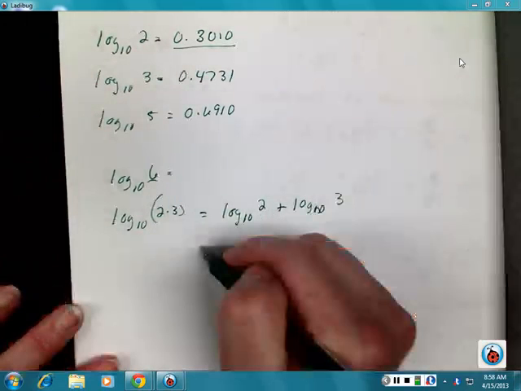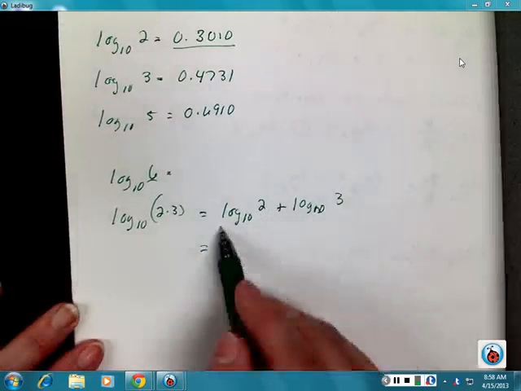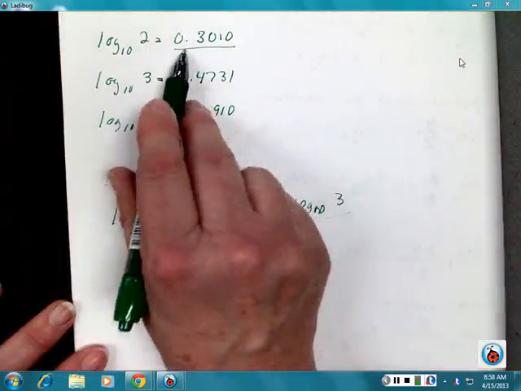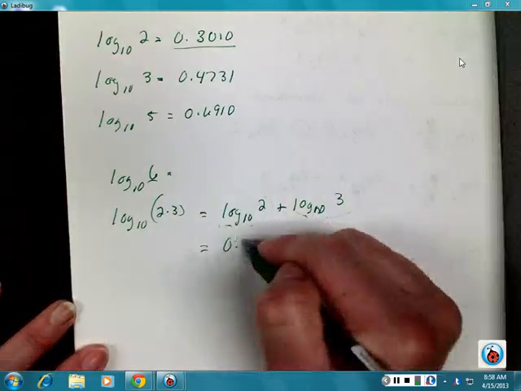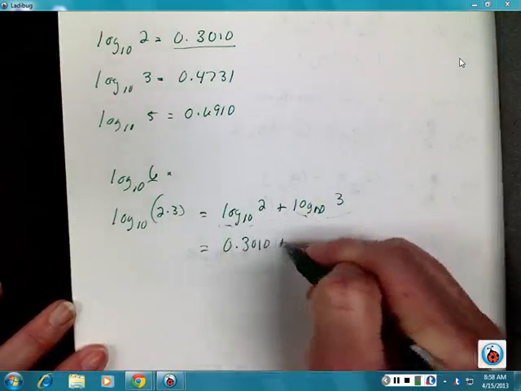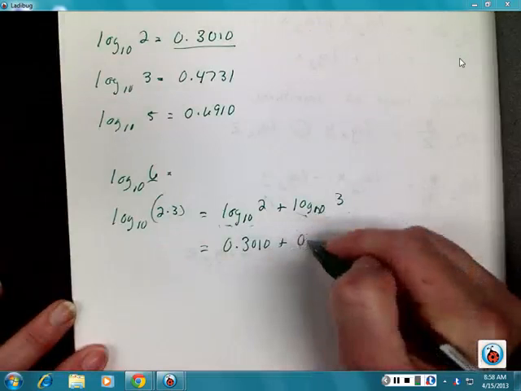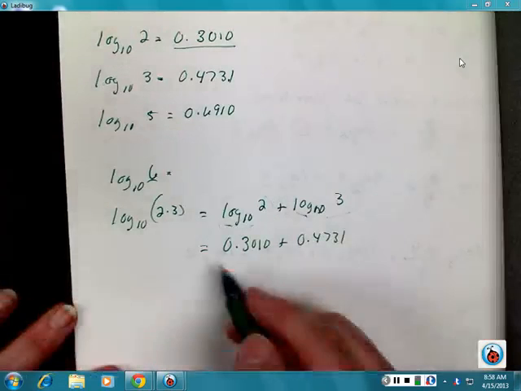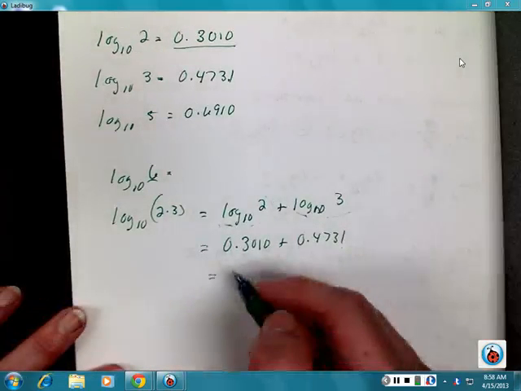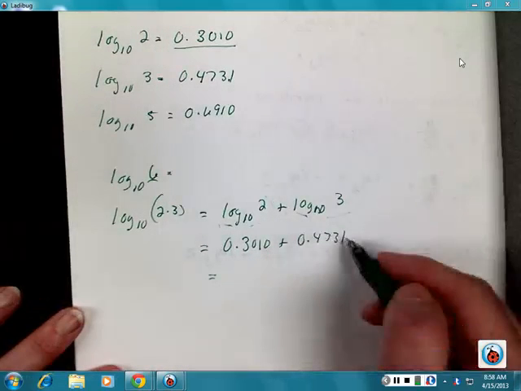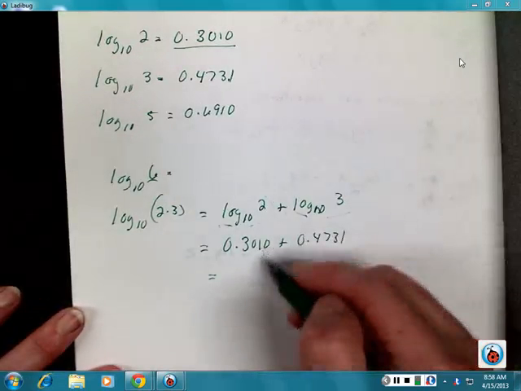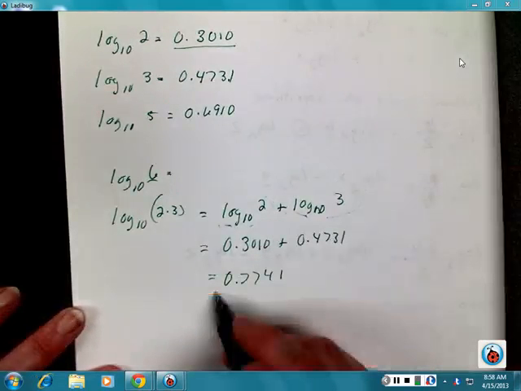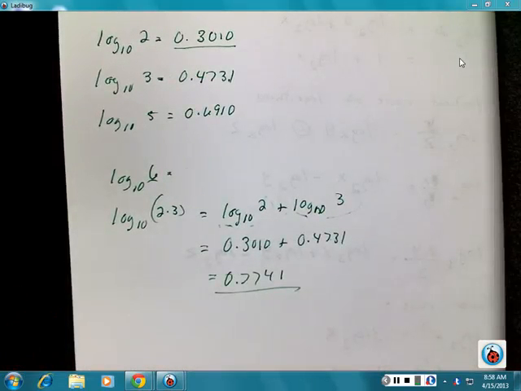And then what they substituted in is the value of this plus the value of that. So the value of log 10 2 is 0.3010 plus the value of log 10 3, which is 0.4731. And you add those two pieces together and you come up with your answer. So 1 and 0 is 1, 3 and 1 is 4, 7 and 0 is 7, and 3 and 4 is 7. So my true full-fledged answer would be that.